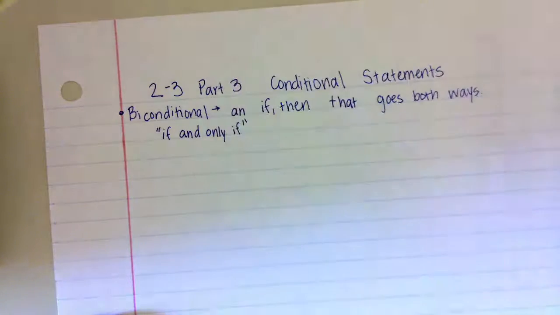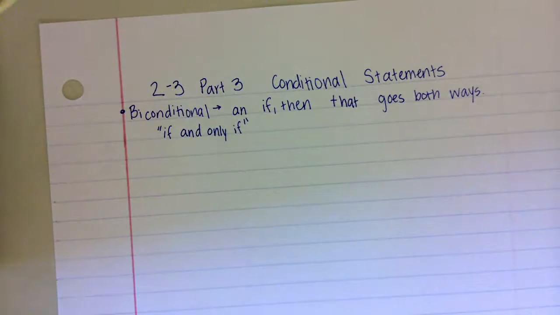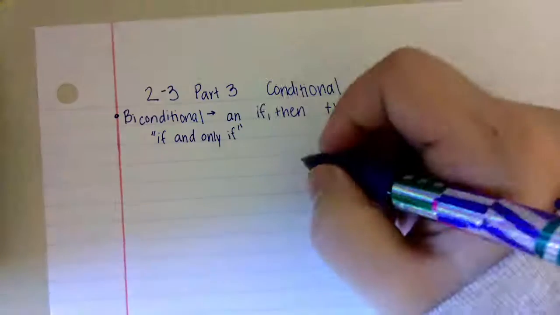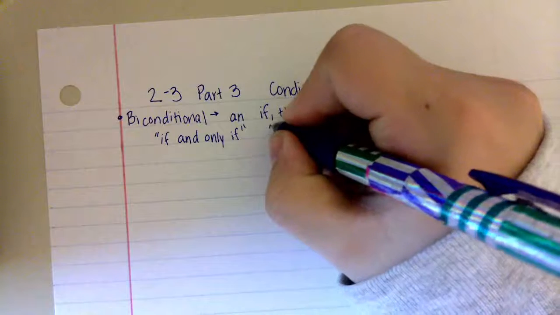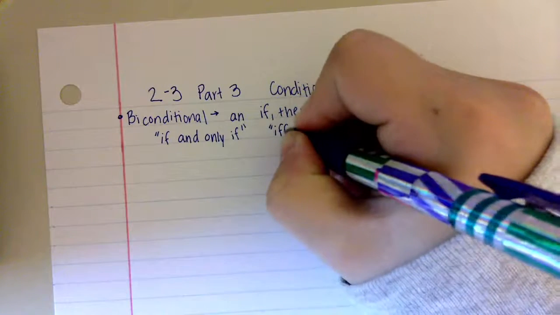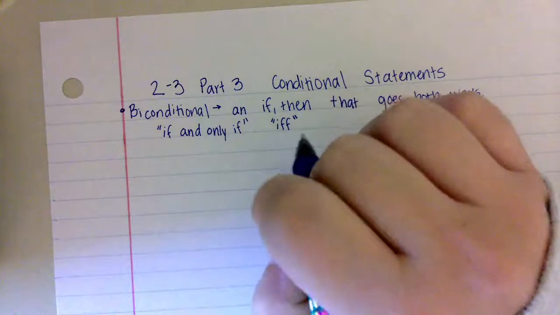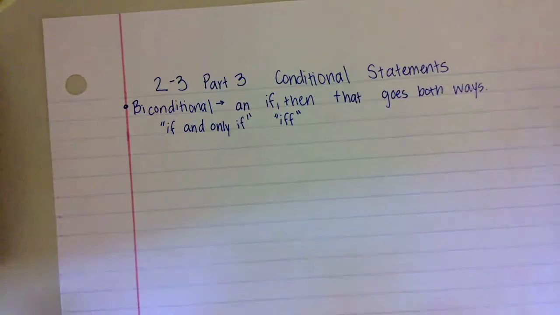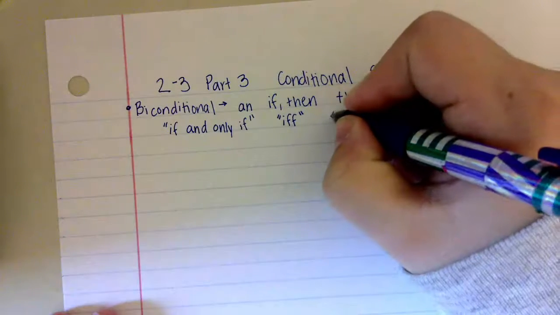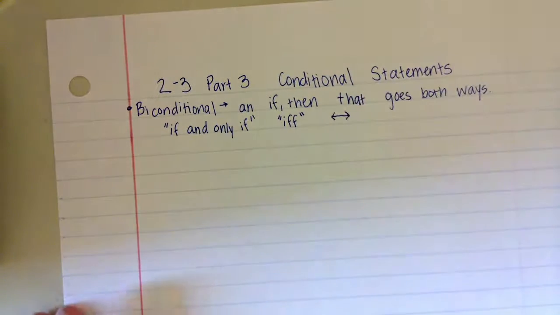You're going to see that in the middle of the sentence. You might see this weird looking if, but it's just IFF, and it just stands for if and only if. If we don't want to write the whole if and only if out, we might just write that, and with symbols, we would use arrows going both ways.